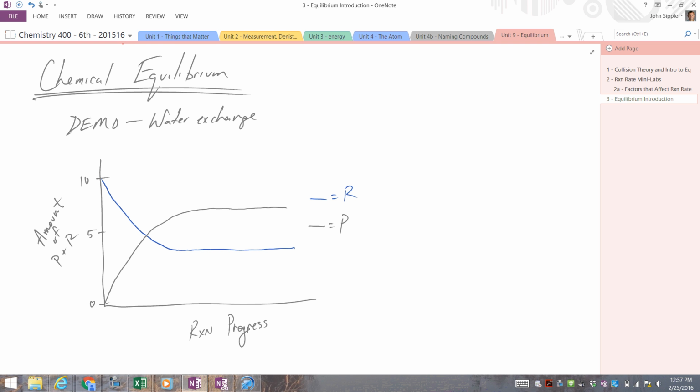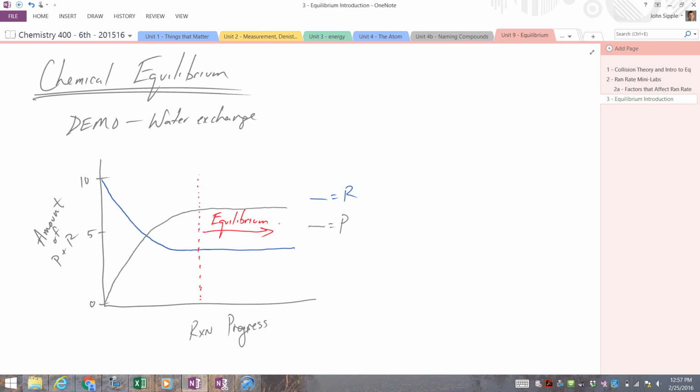Okay. Once the amount of reactants and products no longer change, from that point forward, we're at equilibrium. Right. Okay. So that's like from about right here. All right. From that point forward, the reaction has reached equilibrium. All right, so the amounts of reactants and products stay steady. They stay constant.